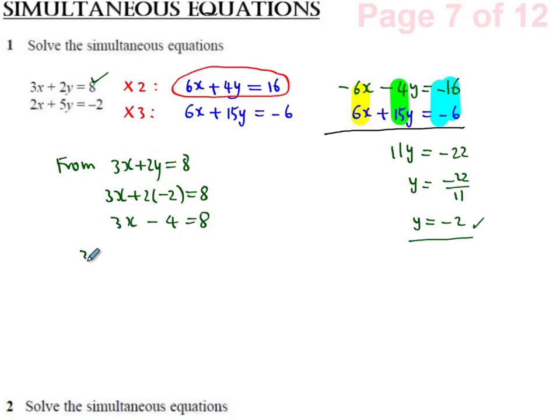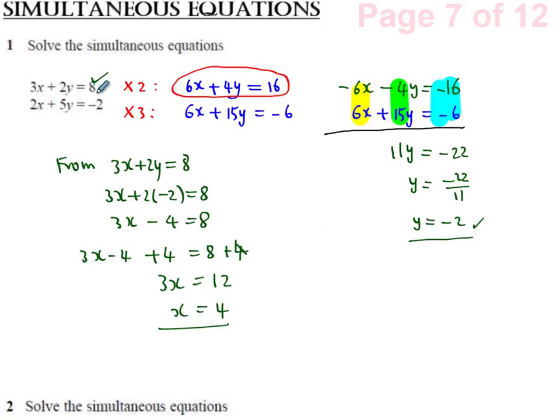And remember our usual way, 3x take away 4 equals 8, plus 4 here, plus 4 here. And on the left side, I'm left with 3x. On the right side, I'm left with 12. x is equal to 4.